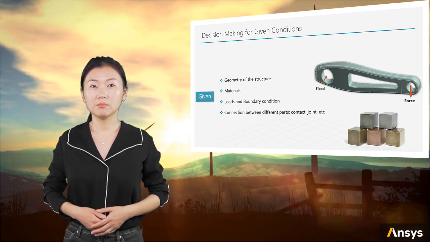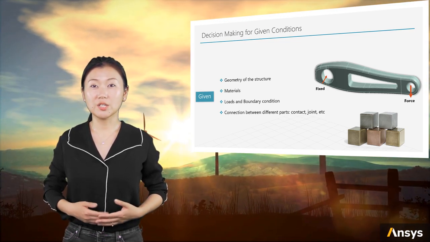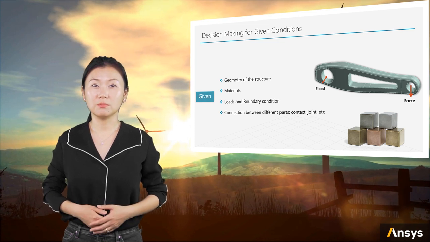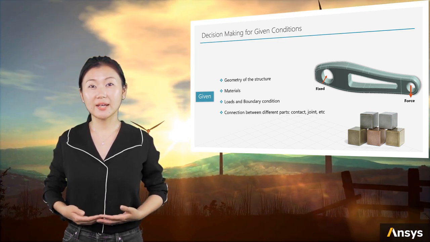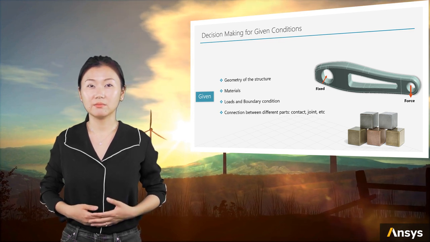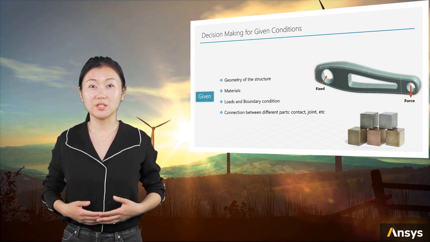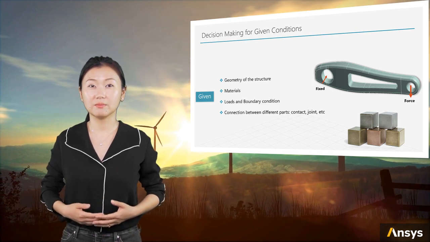problem. Besides this, if there are multiple bodies in one problem, you might also need to determine the connection between them. Should it be considered as contact or joint? What kind of contact or joint is appropriate? In fact, it's very rare that we can bring a given problem to simulation directly without engineering thinking.